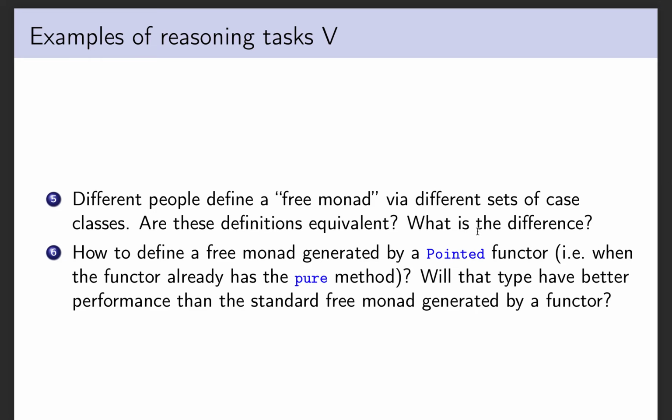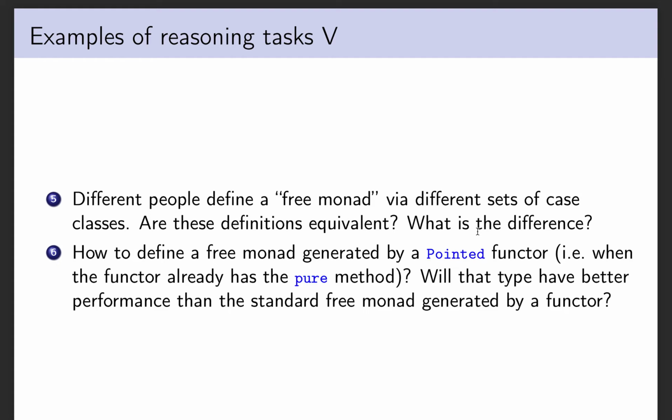Another example is a free monad. Now, I will go through this example in much more detail later. It's a different definition of free monad that people have made, and the question is, what's the difference? And the final example is how to define a free monad which is generated by a pointed functor, which is a functor that already has the pure method.